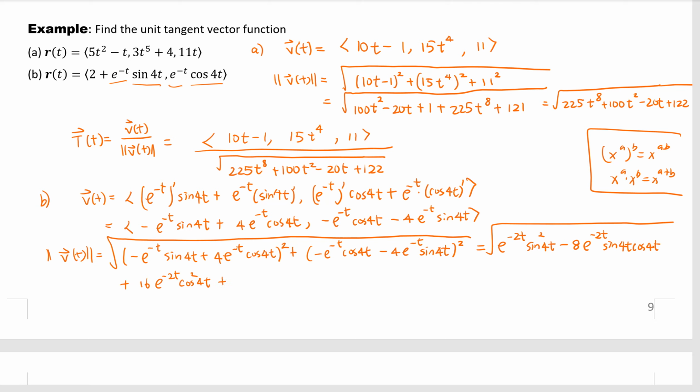Okay, and then let's look at the next complete square. We have the first guy squared, and then minus minus becomes plus 2 times 4 is 8, e to the minus 2t cosine 4t sine 4t, plus the second term squared, 4 squared, 16e to the minus 2t sine 4t squared. And this is all within the square root.